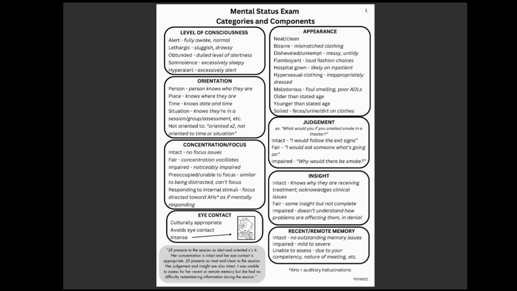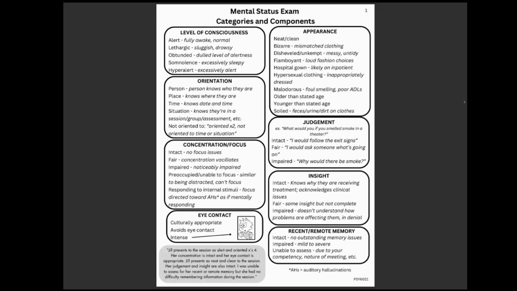So judgment: most people have intact judgment. The judgment question is, would they be able to know how to manage their basic safety issues? This is less about their pathology and more about the general stability of their cognition, of their brain. If they are not intact with their judgment, they might have some sort of neurodevelopmental issue, like an intellectual disability, or something neurocognitive, like dementia. Alzheimer's would be pretty severe too. Why would there be smoke? Because they're not connecting to really concrete elements of being oriented to person, place, situation, time, etc.